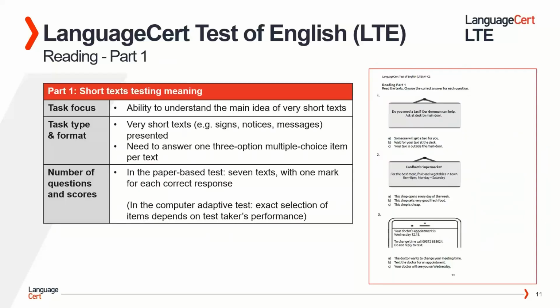This sample has been taken from Part 1, which assesses ability to understand the main idea of very short texts. The texts may be signs, notices, messages, etc. And the test taker is required to answer 1 3-option multiple-choice item per text. The paper-based test presents test takers with 7 short texts, with 1 mark for each correct response.